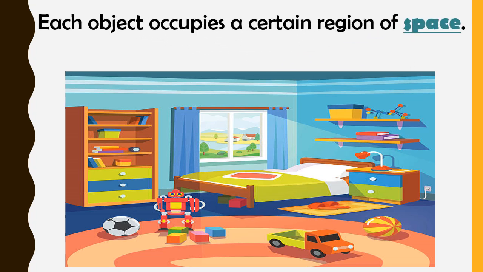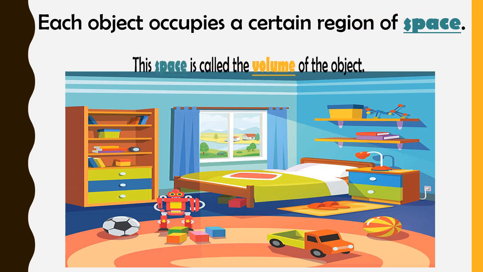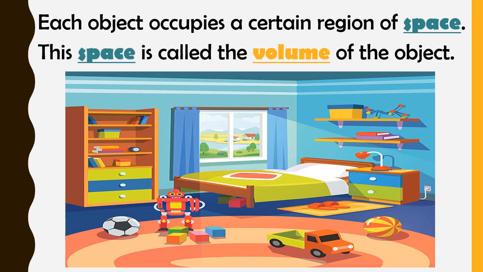Each object occupies a certain region of space. This space is called the volume of the object. So, one characteristic of matter is volume. Each object has a certain space or occupies a certain space. We call it volume.